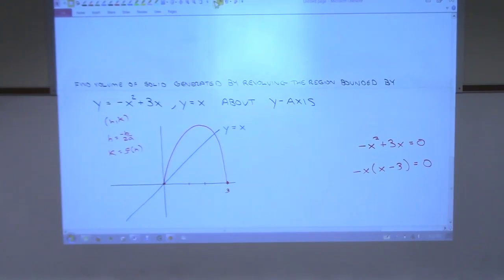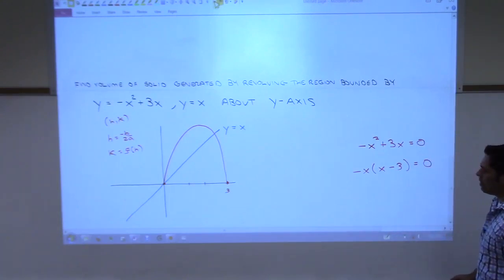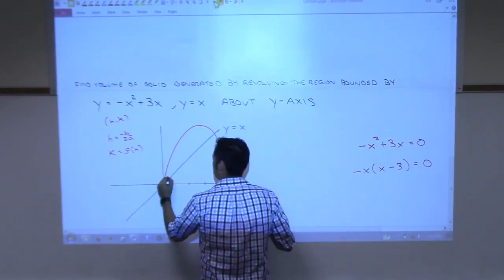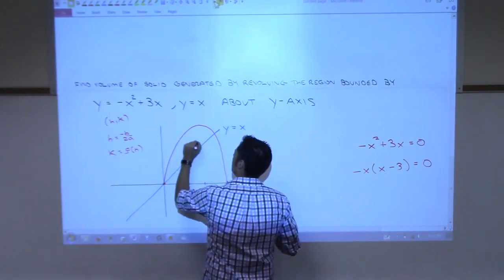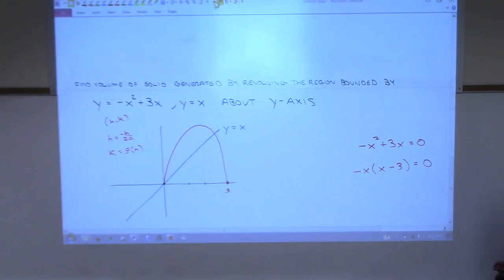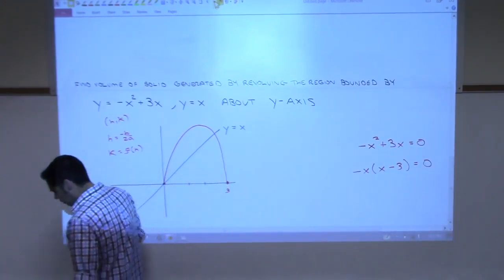Okay. There's my region. I want to wrap it around what? The y-axis. Horizontal, right? Horizontal would be if I want to use washers. Agreed? Washers isn't going to work. Why? Show me where I'm going to have trouble.